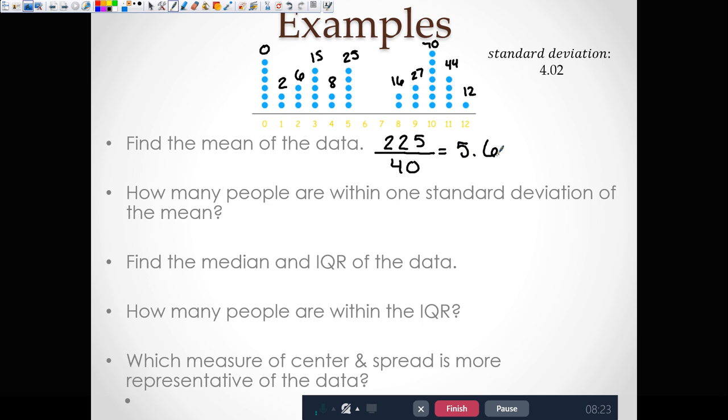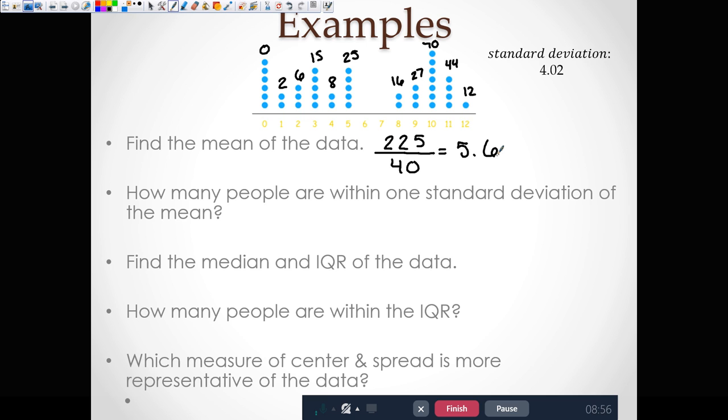This question could also ask you to find the standard deviation. How we find the standard deviation is we take each individual number, subtract the mean, then square it, then add up all of those numbers, and then divide by how many numbers there are, then square root it, okay? I gave you the standard deviation of 4.02 just because of time, but sometimes you'll have to find it as well, but we've already done standard deviation.